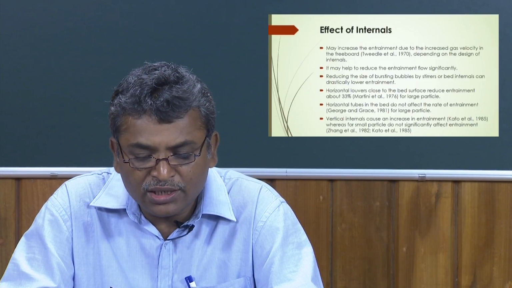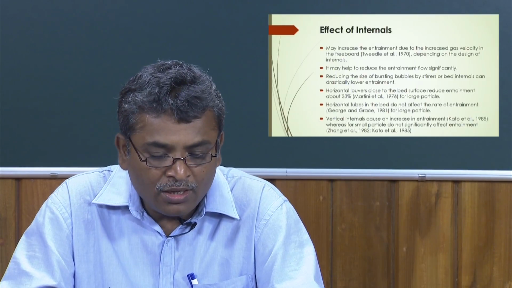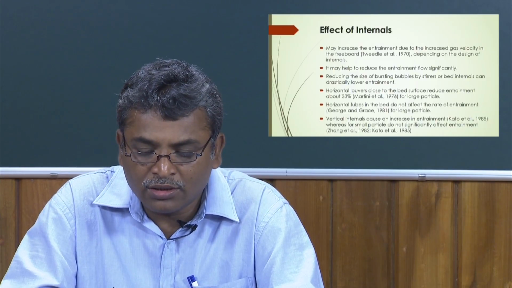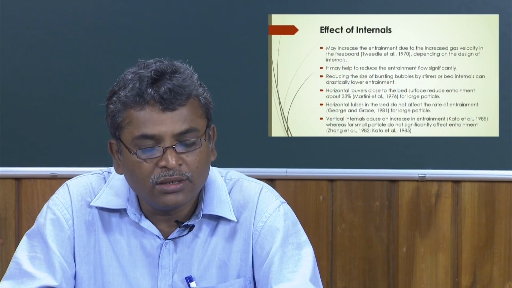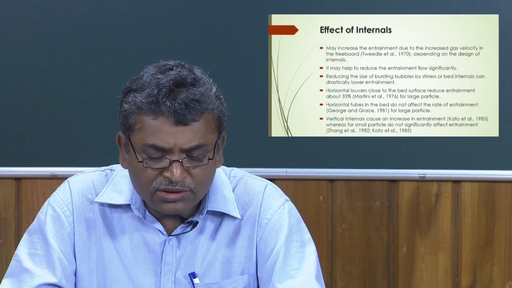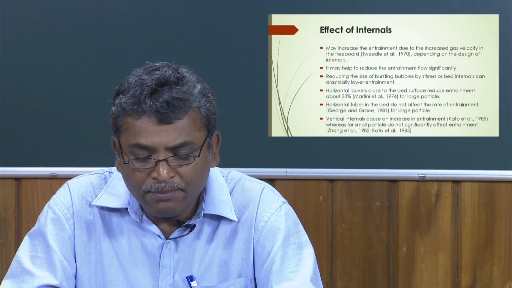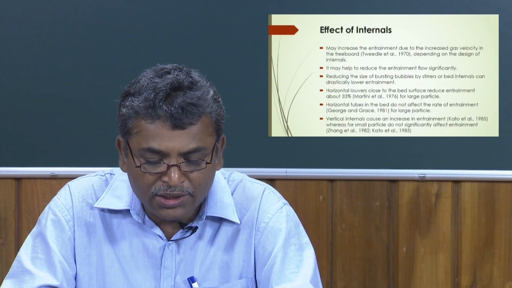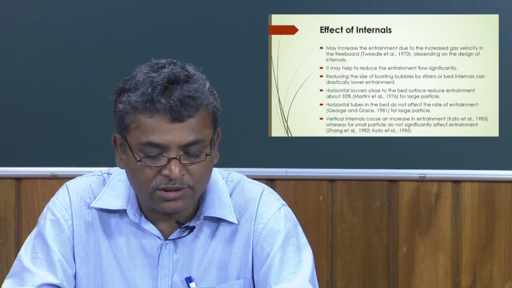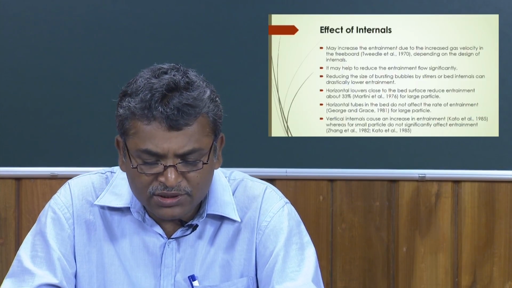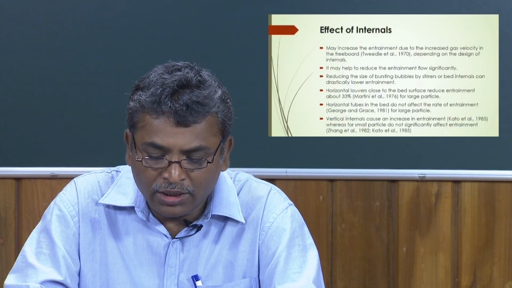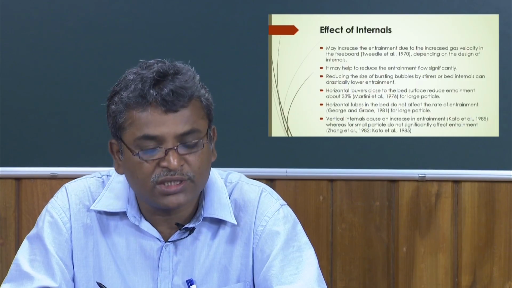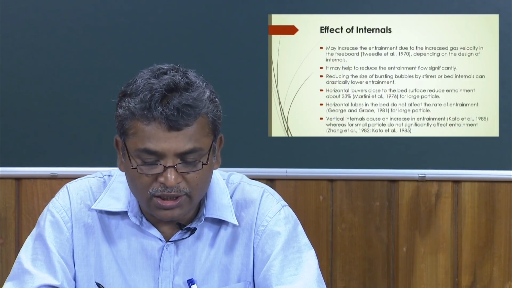It may help reduce the entrainment flow significantly, and reducing the size of bursting bubbles by stirrers or bed internals can drastically lower the entrainment rate. Sometimes horizontal louvers close to the bed surface reduce entrainment by about 33%, as reported by Martini et al. 1976 for larger particles. And horizontal tubes in the bed do not have any effect on the rate of entrainment, as reported by George and Grace 1981, also for large particles.